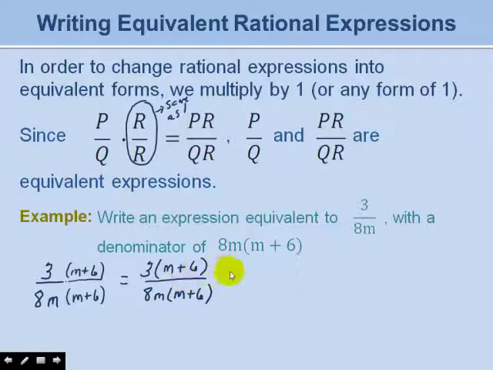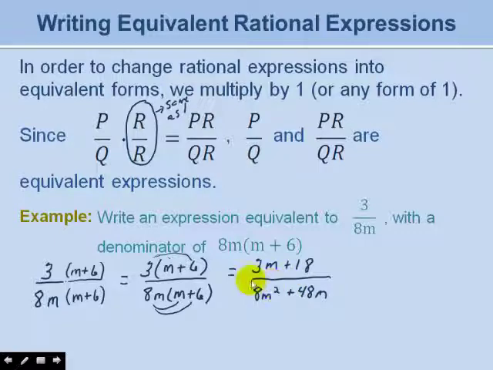Now we could leave this one in this form. In some places in your homework it's going to ask you to multiply these out, which means you have to distribute. Up here you'd have to distribute the 3 to both of these terms. Down here you'd have to distribute the 8m to both of these terms. So if we did that here, we'd have 3m plus 18 over 8m squared plus 48m. Now whether you need to do that or not just depends on the problem.